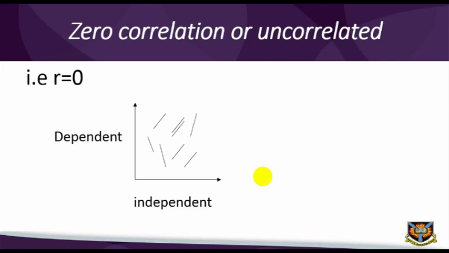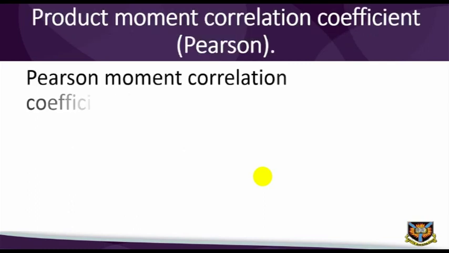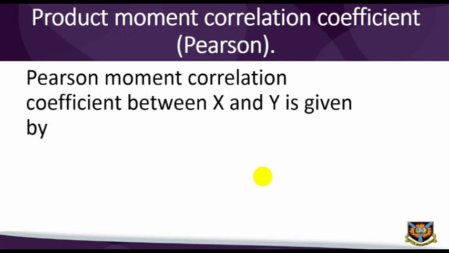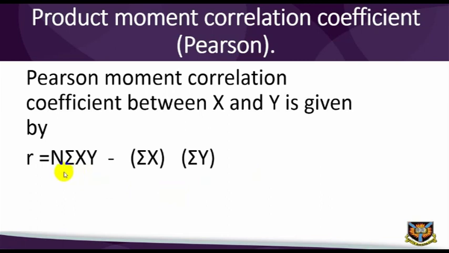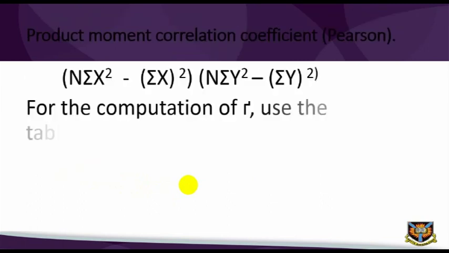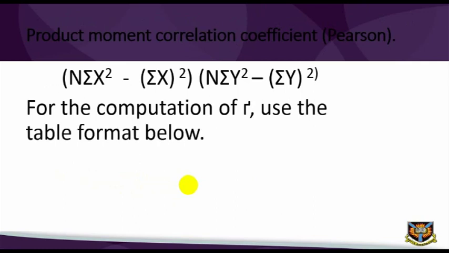Product moment correlation coefficient, Pearson's. The product moment correlation coefficient, otherwise known as the Pearson moment correlation coefficient between x and y, is given by R is equal to n summation xy minus summation x times summation y, over square root of n summation x squared minus summation x all squared, times n summation y squared minus summation y all squared.